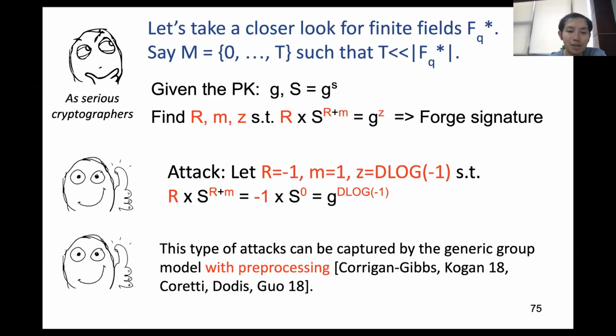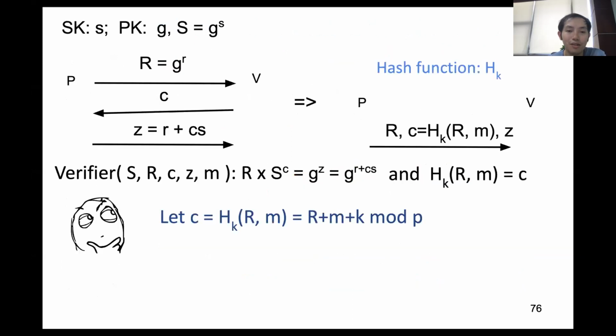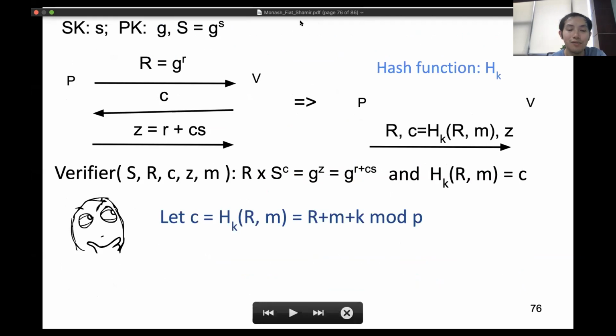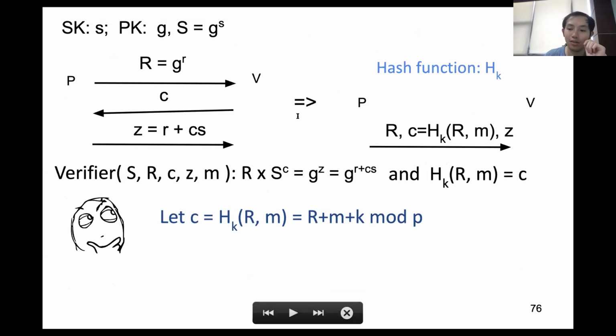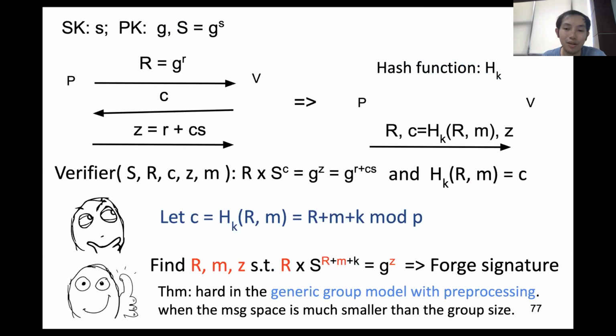But this type of attack can be captured by the generic group model with preprocessing, and in fact, we propose another fix by including a key in the hash function. The key is just a random string of size p, and the hash function is going to be r plus m plus k. For this one, we are able to prove it's secure in the preprocessing generic group model, and we also don't find any other attack for this construction. Any questions about this part?